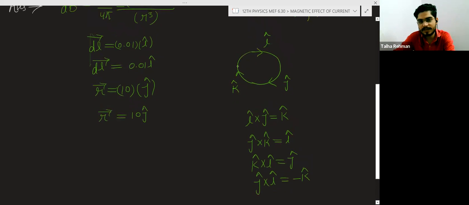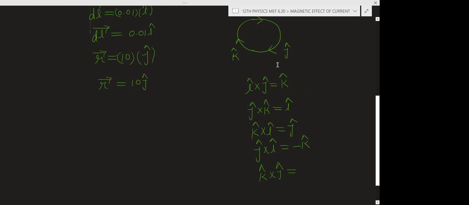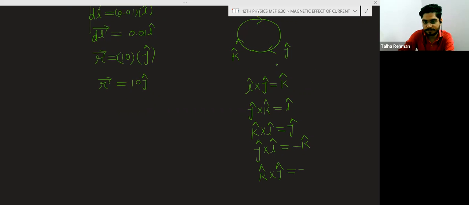Now tell me, Matthew will tell. Nafisa will tell. K cross J if I want. K cross J. And always remember that here is K, here is J. So remaining vector will be the answer, but sign is important, whether it is positive or negative. So tell me, Nafisa, K cross J. Negative I. Very good. Negative I.